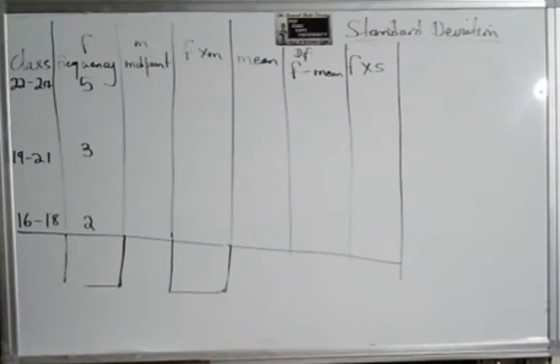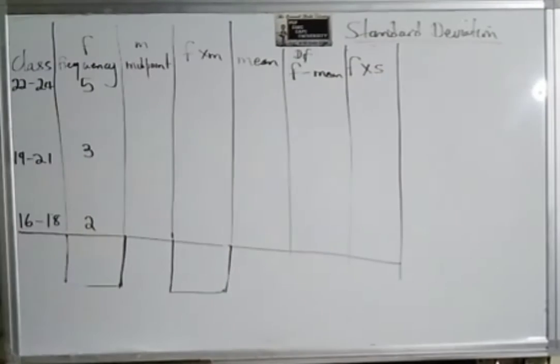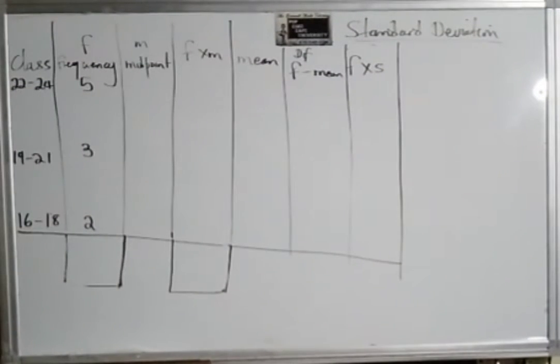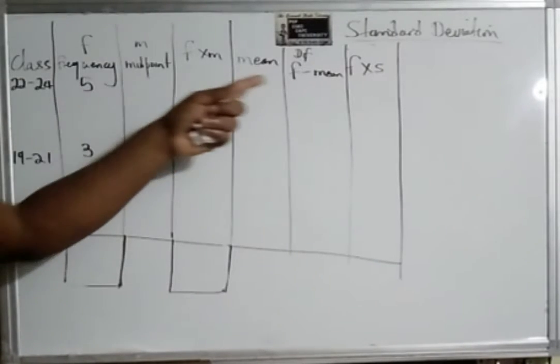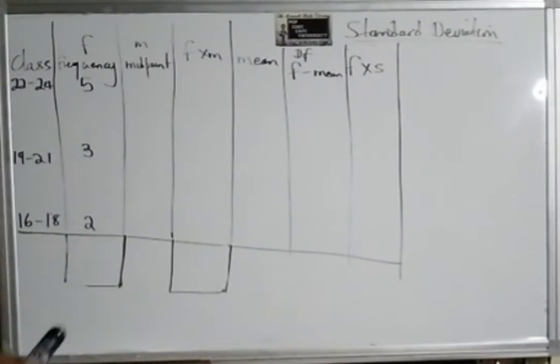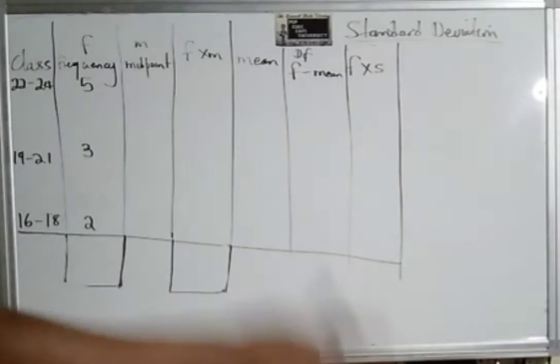Hi guys, today we'll be looking at how to find the standard deviation, and usually what the CSEC will do is give you the class and then give you the frequency, and from there you will derive the standard deviation. Now it's not hard, however it's a lot of work.